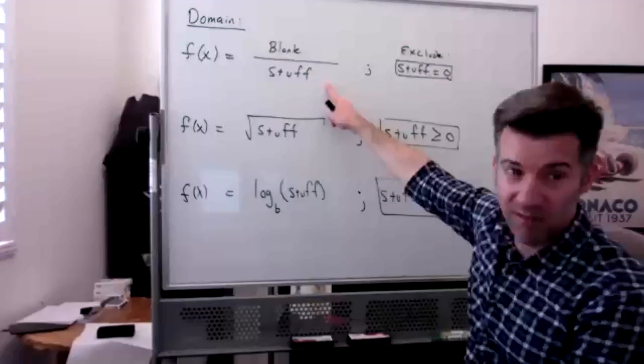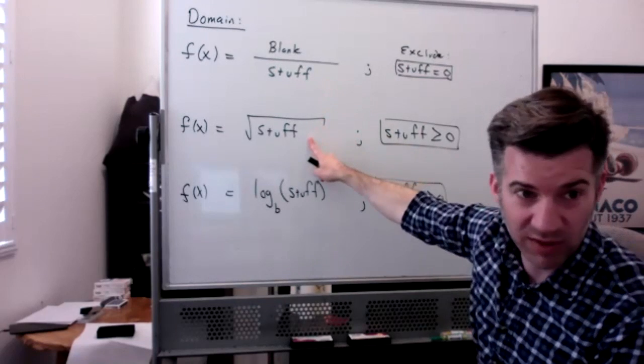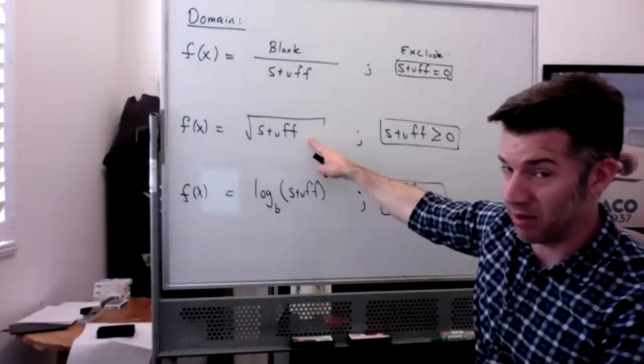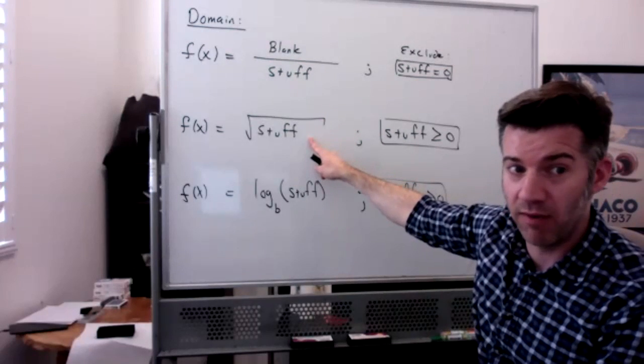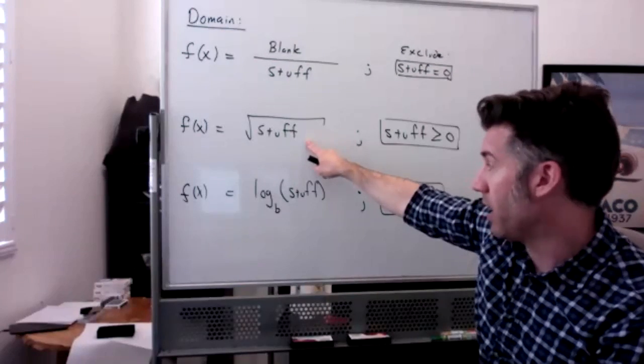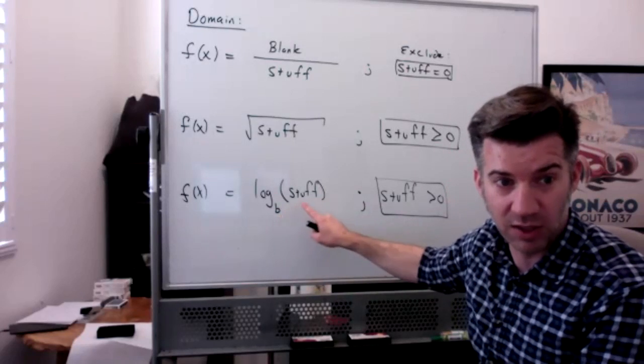Are you maybe dividing by 0? We don't want to do that. Are you maybe taking the square root of something or an even root? Right? Odd roots are okay. You take an odd root of anything, but you can only take an even root of a positive number or 0. So you can't have any negatives here. And for logarithms with any base, you can't take a logarithm of something that's 0 or negative.